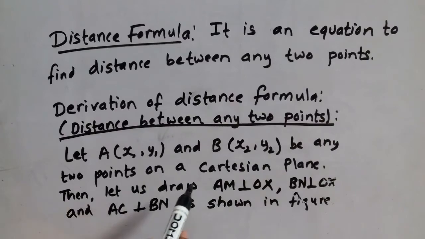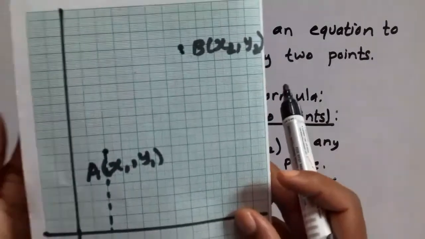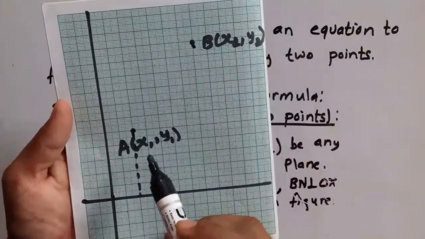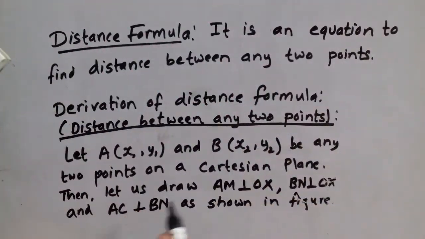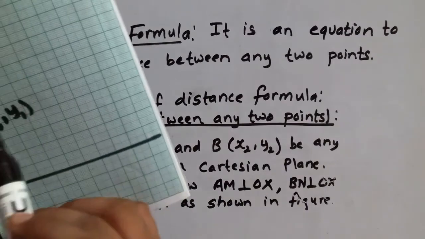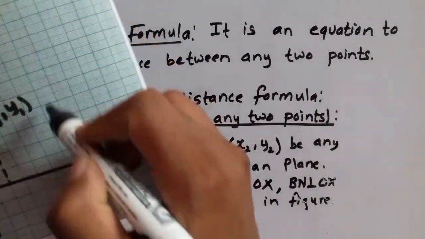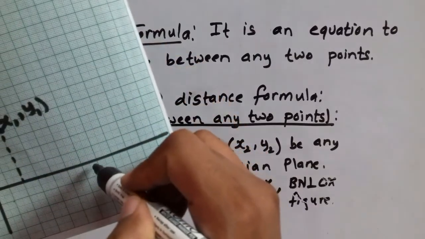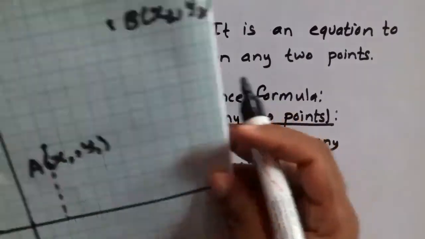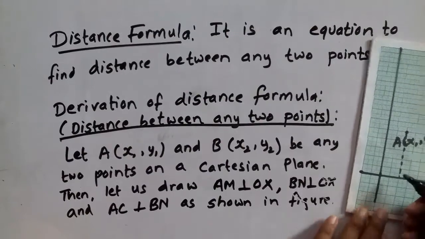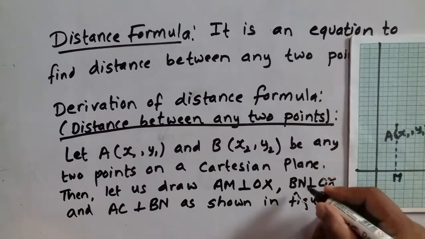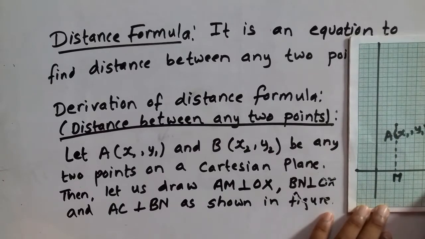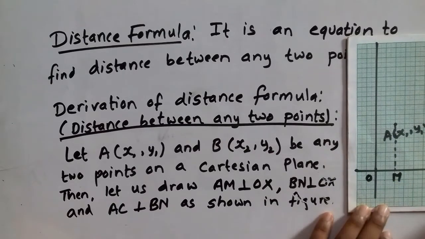be any two points on a Cartesian plane, on this type of Cartesian plane. We suppose this A and B are any two points, then we draw perpendiculars from every point A and B to the x-axis like this. This is AM and BN perpendicular to OX.